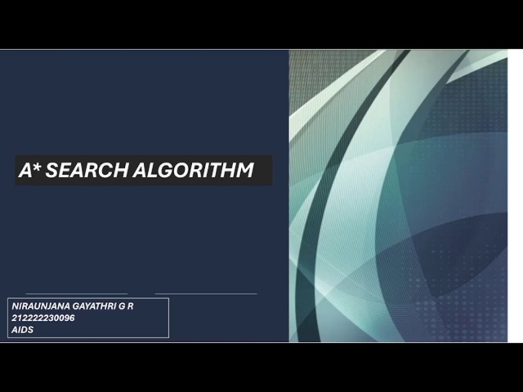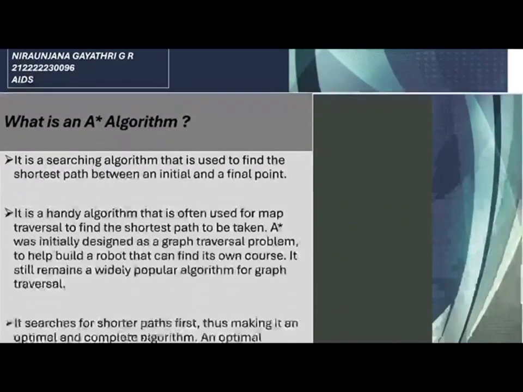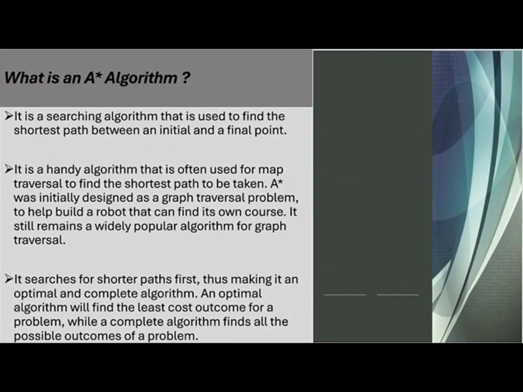In this video, we are going to solve a sum which is based on the A-star search algorithm. Let us first see what an A-star search algorithm is. It is nothing but a searching algorithm that is used to find the shortest path between an initial and a final point. It is a handy algorithm that is often used for map traversal to find the shortest path to be taken. A-star was initially designed as a graph traversal problem to help build a robot that can find its own course. It remains a widely popular algorithm for graph traversal.